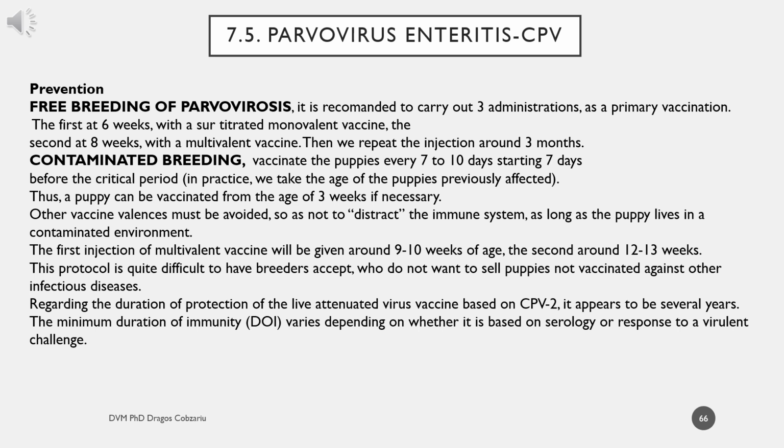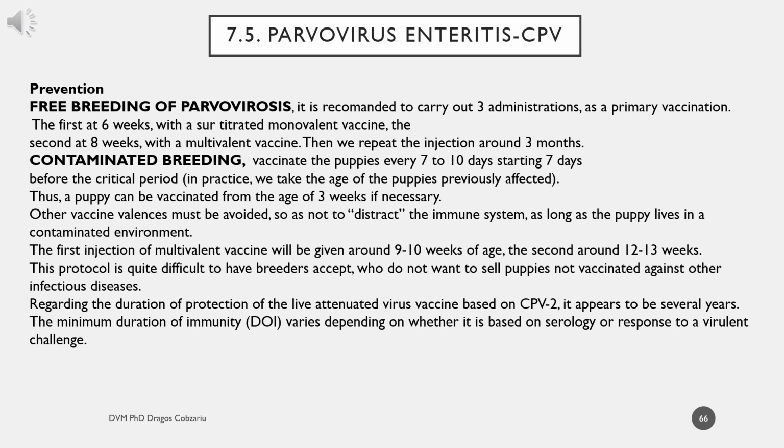Contaminated breeding: we vaccinate the puppies every 7 to 10 days, starting 7 days before the critical period. In practice, we take the age of the puppies previously affected. Thus, a puppy can be vaccinated from the age of 3 weeks if necessary. Other vaccine valences must be avoided, so as not to distract the immune system, as long as the puppy lives in a contaminated environment. The first injection of multivalent vaccine will be given around 9 to 10 weeks of age, the second around 12 to 13 weeks. This protocol is quite difficult to have breeders accept, who do not want to sell puppies not vaccinated against other infectious diseases.